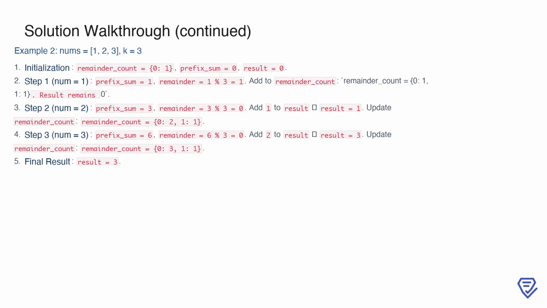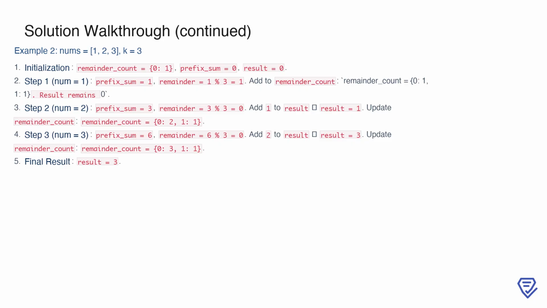For the final number, 3, adding it to prefix_sum results in 6, and the remainder of 6 % 3 is 0. This time, 0 exists in the hash map with a count of 2, so we add 2 to result, making it 3. The final result is 3, which means there are 3 subarrays in this example whose sums are divisible by 3.